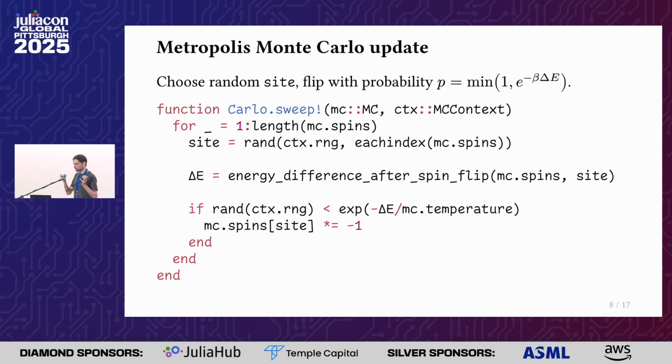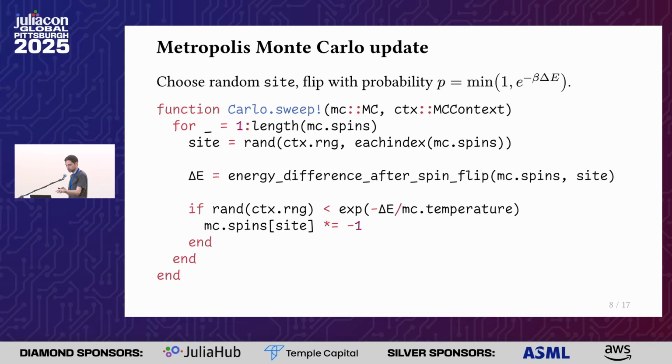The next part is the heart of the algorithm, basically: the Monte Carlo update. And for the Ising model, there's a bunch of different choices you could have. We just take one of the simplest ones, which is the Metropolis update. And that works like this. We just choose one site at random, and then we flip it with a probability that's related to the energy difference such a spin flip would cause.